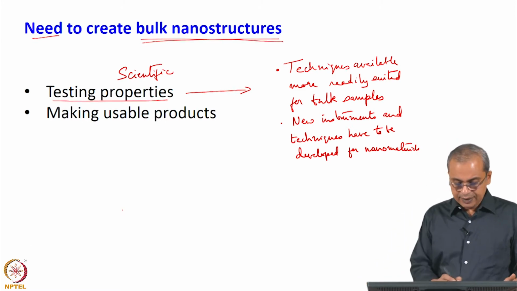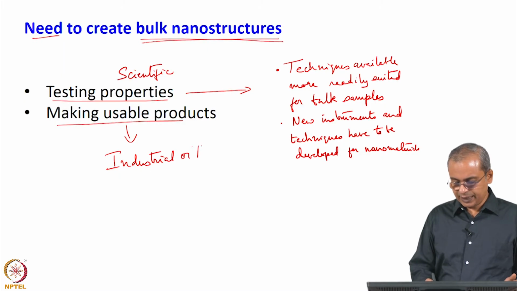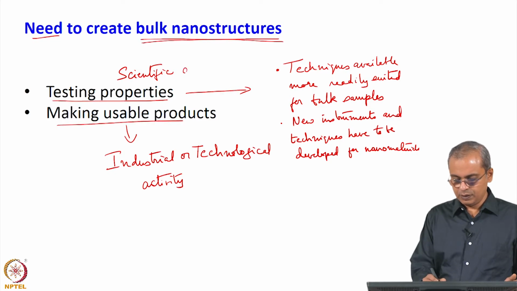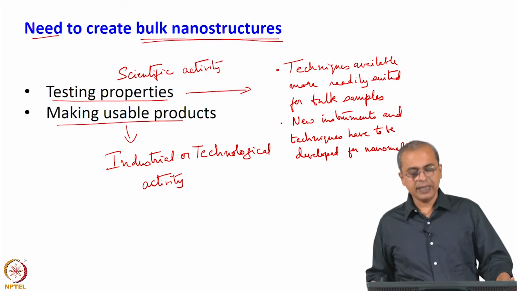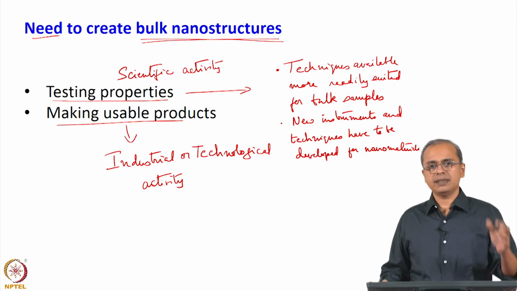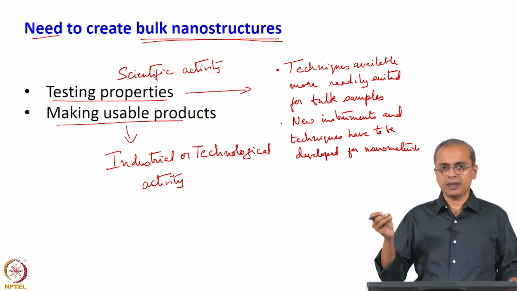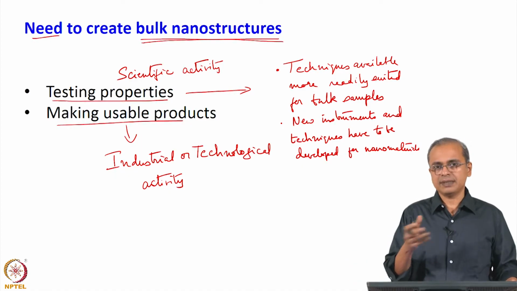activity. This is an industrial activity. Making usable products is an industrial or technological activity. Okay, so this is an industrial or technological activity, and again there also it makes sense. Let us say you have tested something in the lab and you know that the nanocrystalline version of that particular composition, that particular crystal structure gives you some really interesting property which you will not otherwise get.